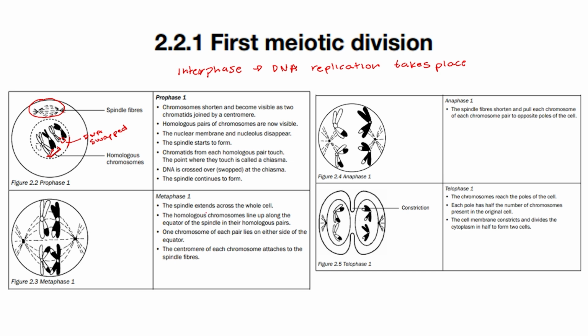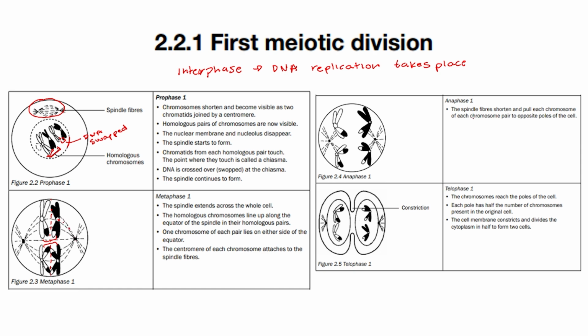In metaphase 1, the spindle extends across the whole cell, as we can see here, being the dotted lines. The homologous chromosomes line up along the equator of the spindle in their homologous pairs, this being the equator of the cell, and the homologous chromosomes are lined up together. Each chromosome of each pair lies on either side of the equator. The centromere of each chromosome attaches to the spindle fibers, this being the centromere, being attached to the spindle fibers and each pole of the cell.